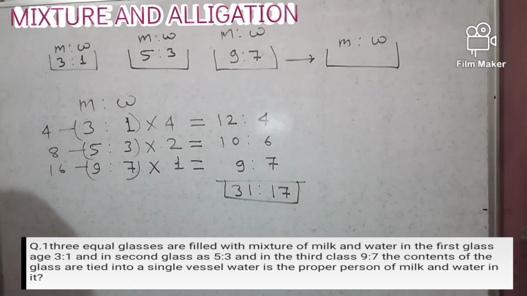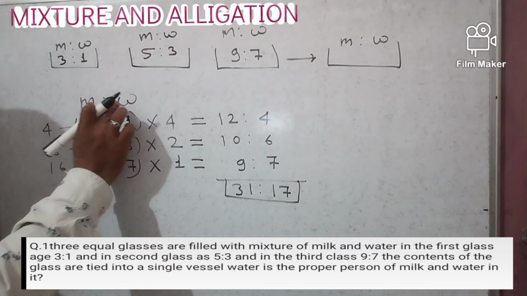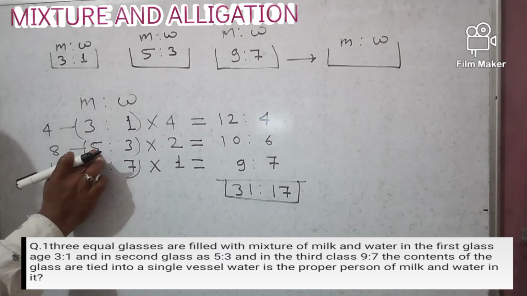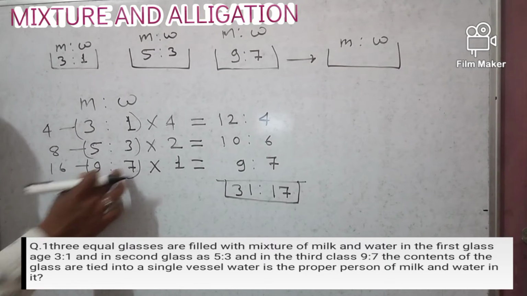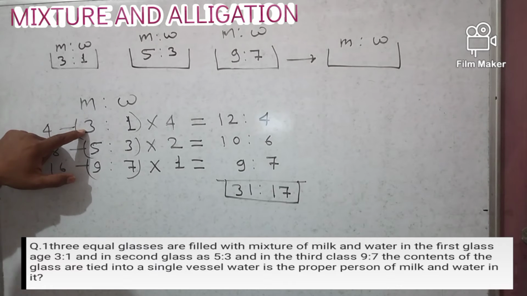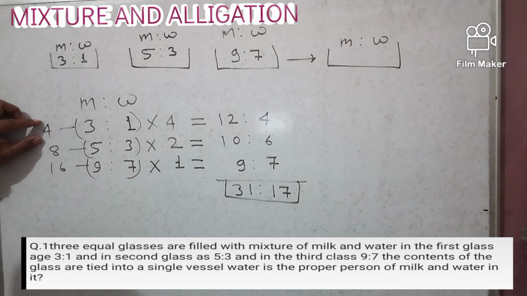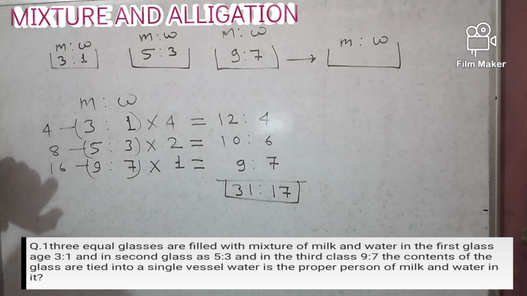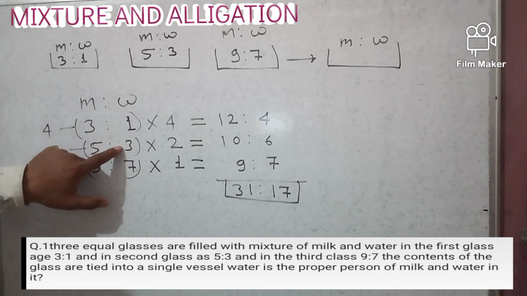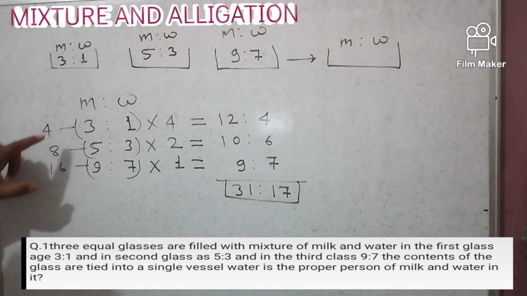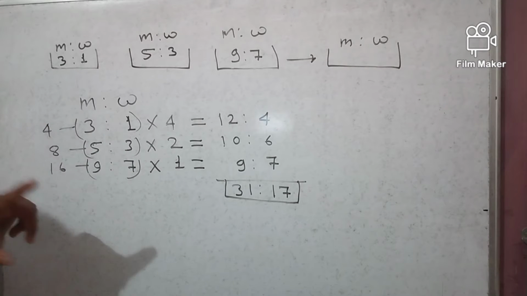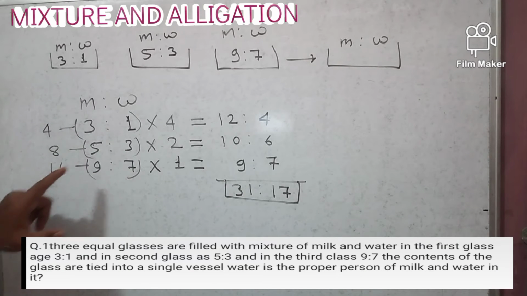See here friends, milk and water in the first vessel is 3:1, in the second 5:3 and in the third 9:7. In the first vessel, milk is 3 parts and water is 1 part, so the total is 4 parts. In the second vessel, milk is 5 and water is 3, so 8 parts. In the third container, milk is 9 parts and water is 7 parts, so the total is 9 plus 7 is 16 parts.